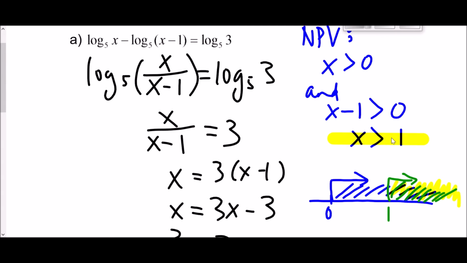So if this is the restriction here, the ultimate restriction, it says x has to be greater than 1. Let's say x is 2. If x is 2, it's greater than 1, so it's okay. If x is 2, it is greater than 0. So that means it is okay. So this is my restriction.